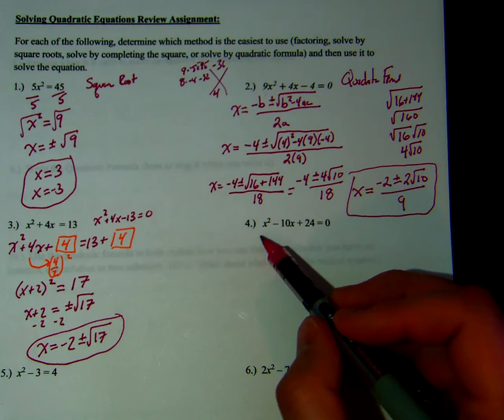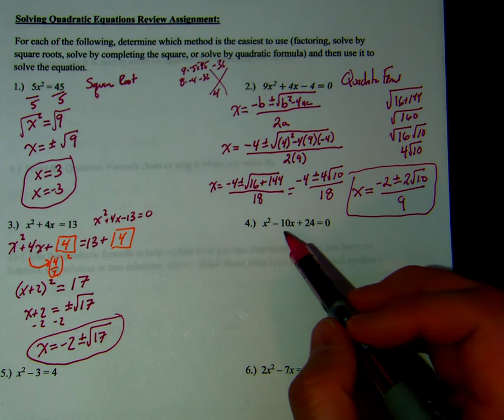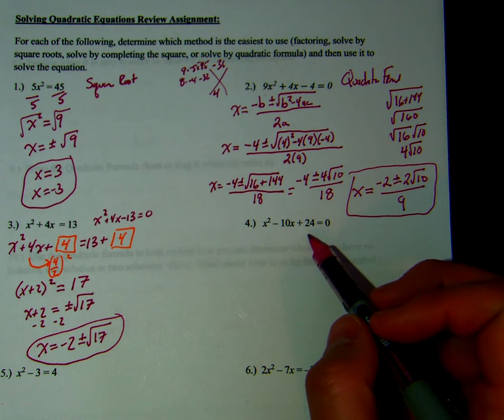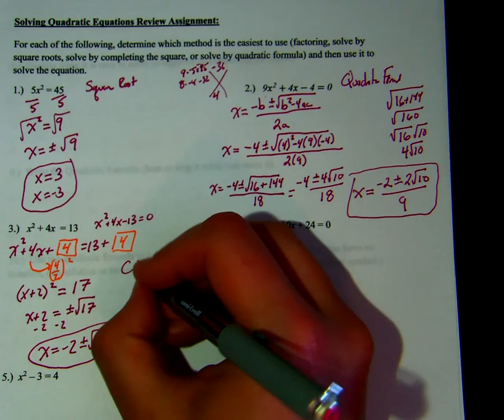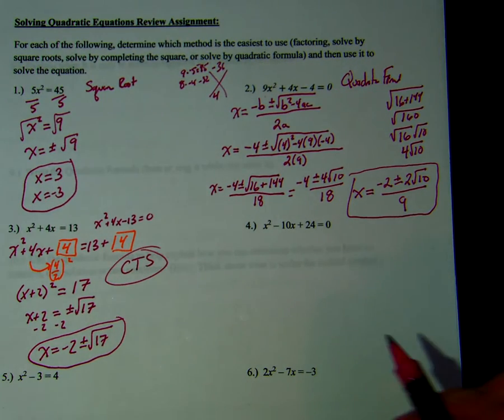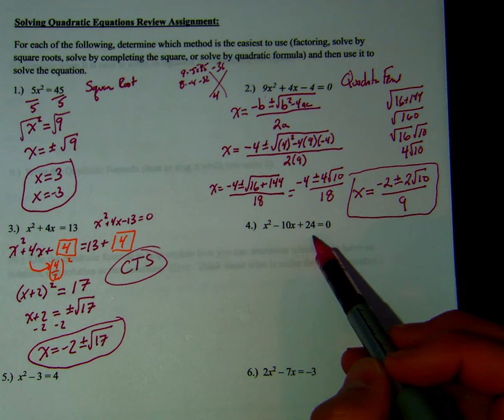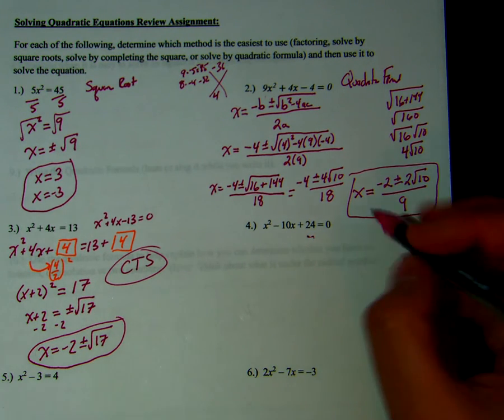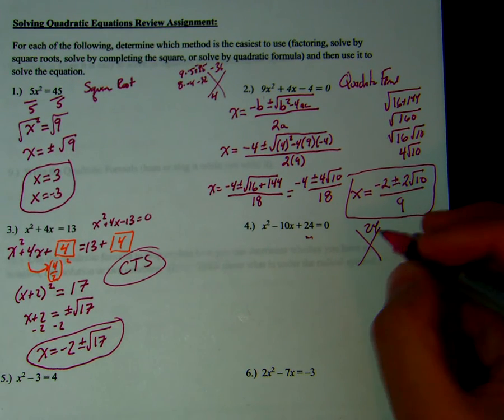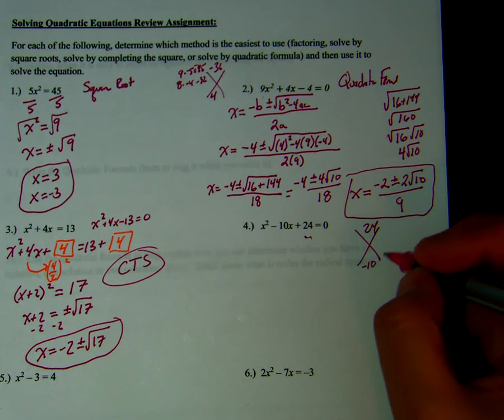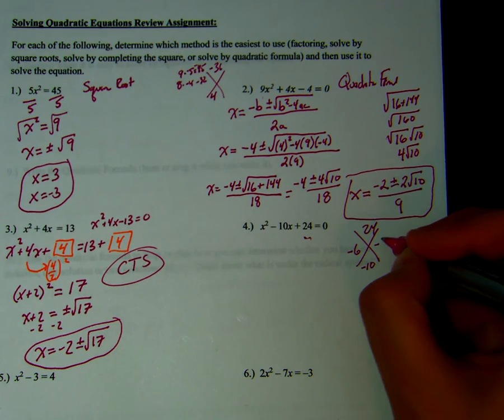Number 4, lead coefficient is 1 again. Can we find things that multiply? Oh, no, right, completing the square. Completing the square. Okay. Can we find things that multiply to positive 24 and add to negative 10? What about negative 6 and negative 4?